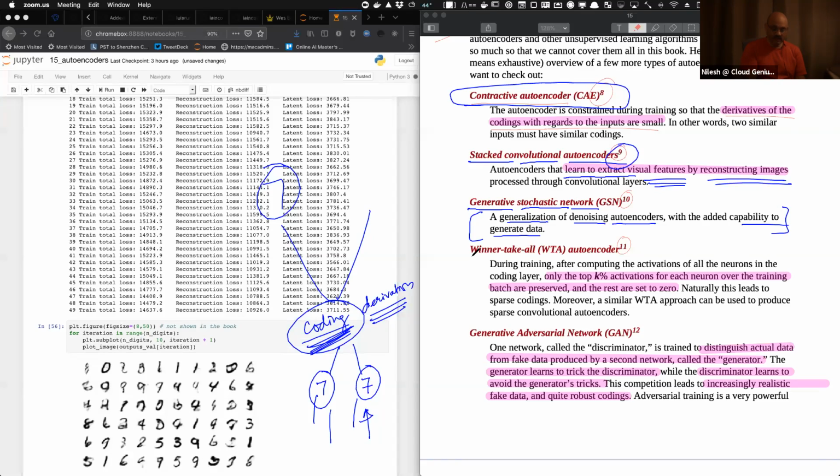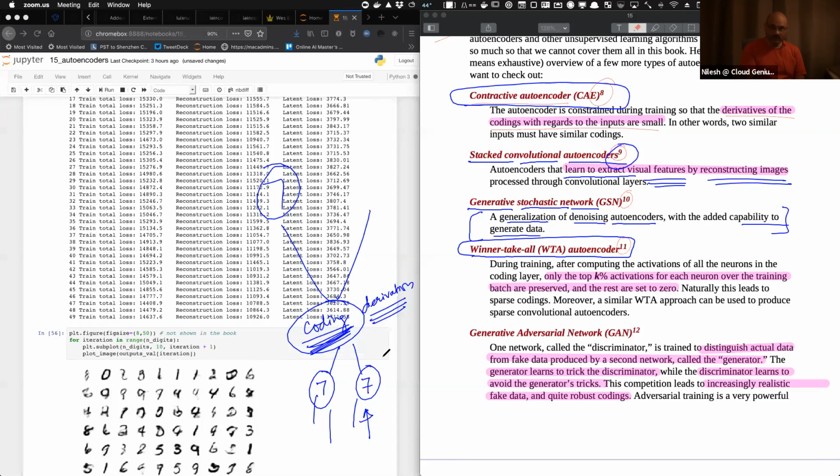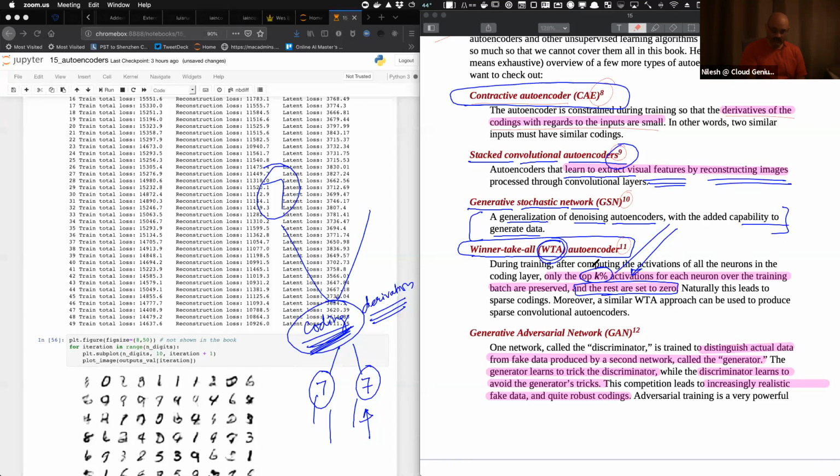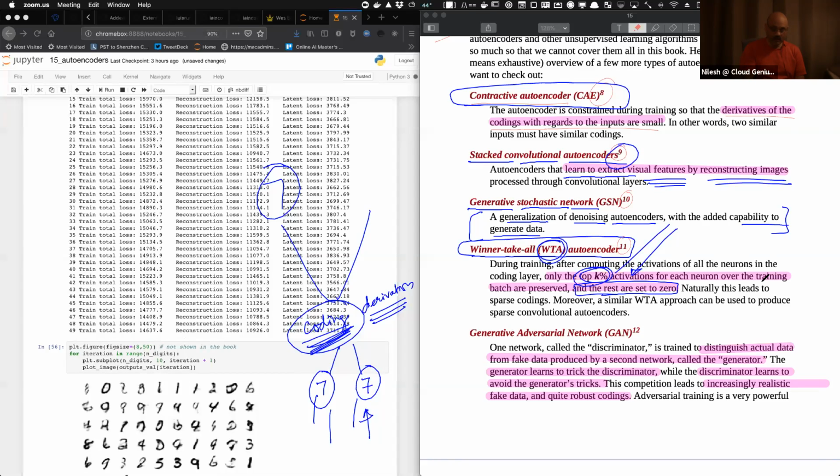This one is a winner-take-all autoencoder. That means that you have a bunch of activations of neurons. You take only certain neurons, or only certain portion of them, and everybody else is zeroed out. So the winners take all, WTA. They keep the top so many percent of neurons that are active, and everybody else is set to 0. This basically leads to sparse encoders, and that's the definition of WTA as described in this paper 11.